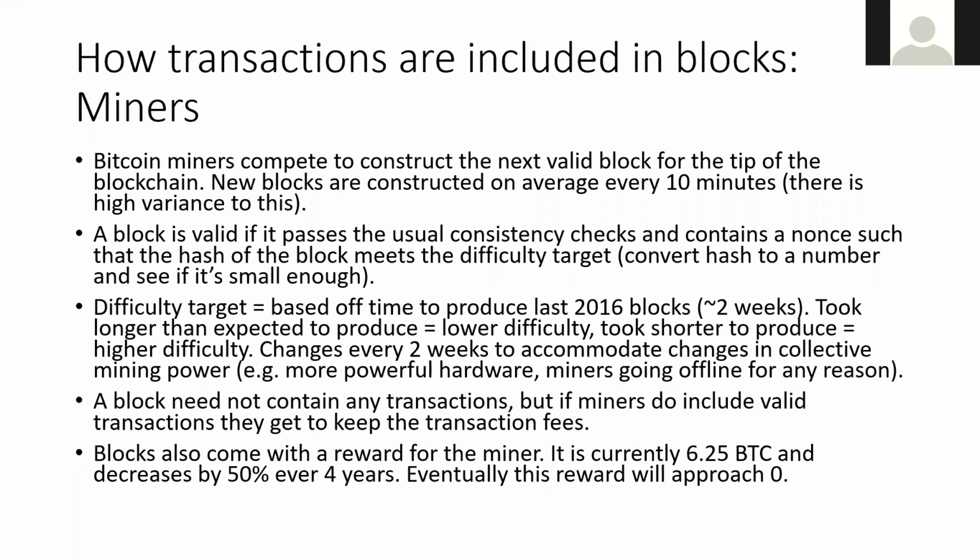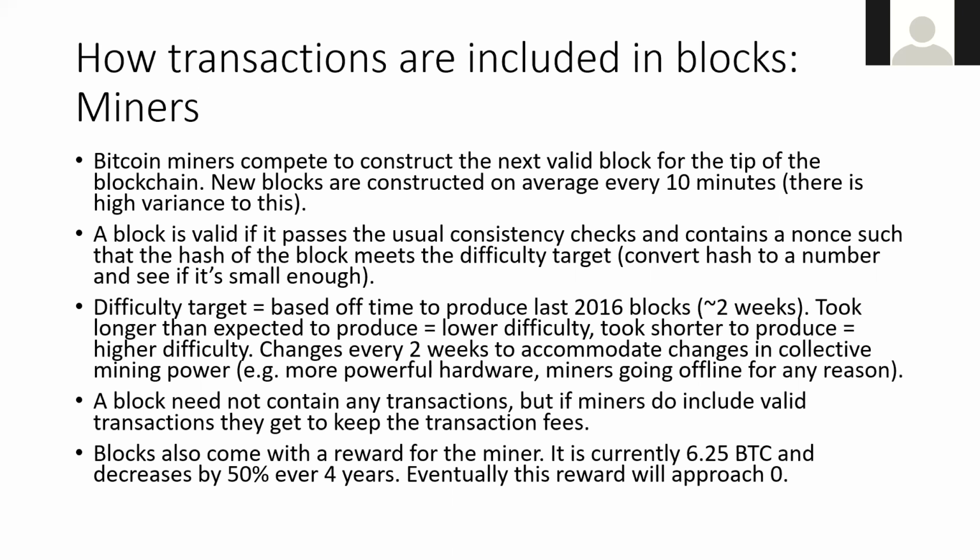Bitcoin goes based off of block time. So it's really 2016 blocks according to the protocol, which is about 2 weeks. So if it took longer than expected to produce the last 2016 blocks, difficulty lowers. It becomes easier to create blocks, and vice versa. If the last 2 weeks of blocks was created shorter than it should have been, then the difficulty rises.